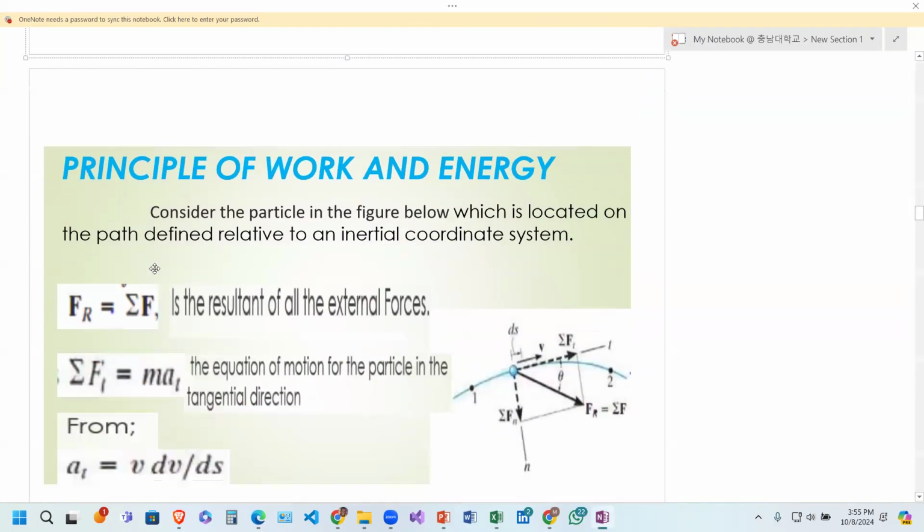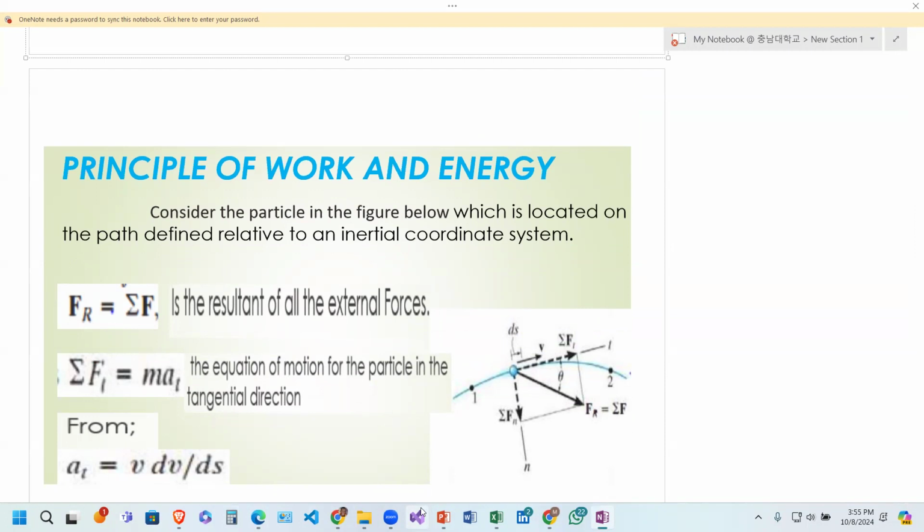Right, so let's look at the principle of work and energy. So now we're looking at energy as well as work. There is the principle of conservation of energy that we are going to see later on. But let's also look at energy, right?